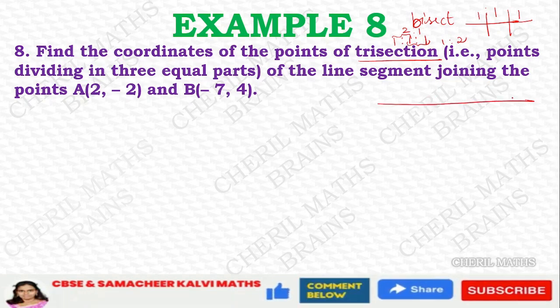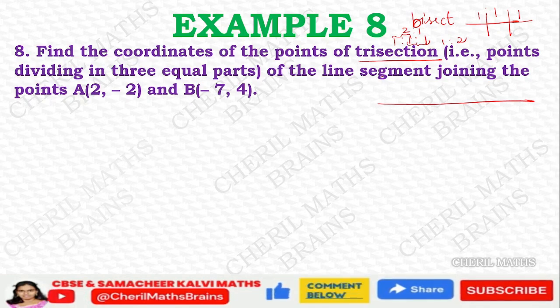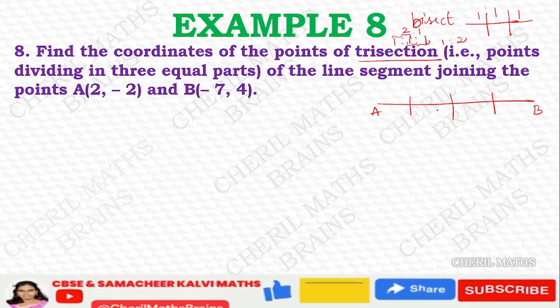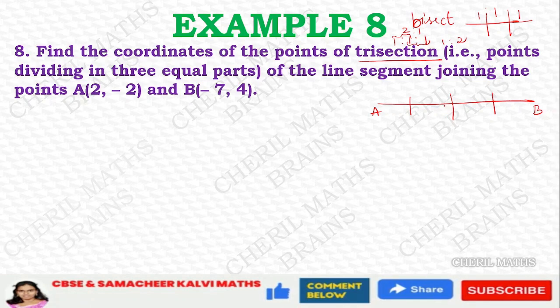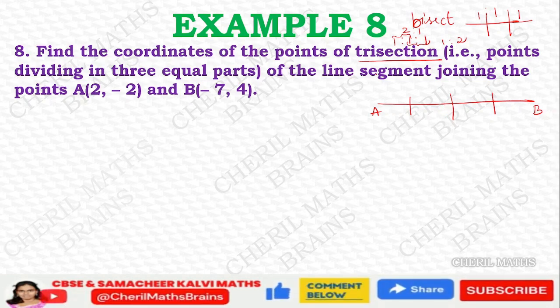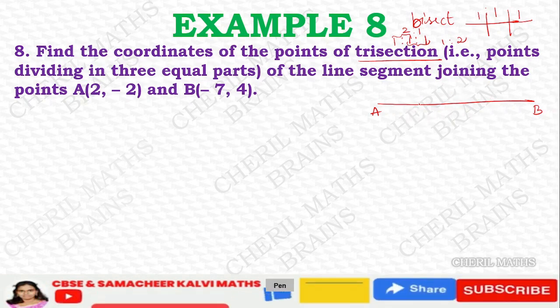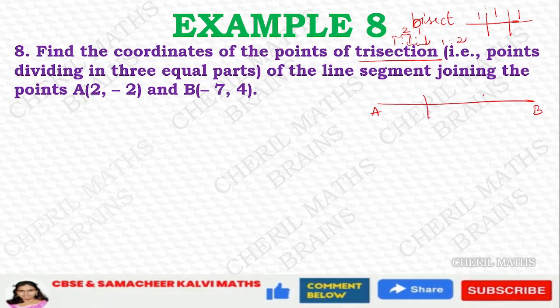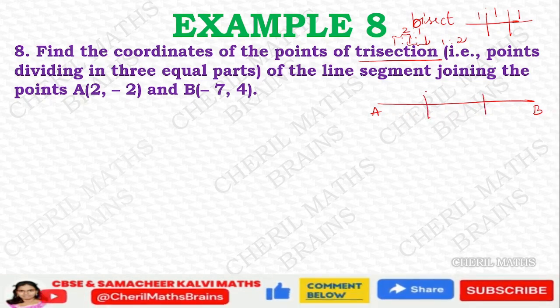So this is a line segment joining the points A and B, and you have it dividing into three equal parts. These are the 3 points of trisection, you can say. Now we have to find out the value of the coordinates. Trisection means it will divide into three equal parts. Here you have 1, here you have 1, then three equal parts. So let's name the points P and Q.